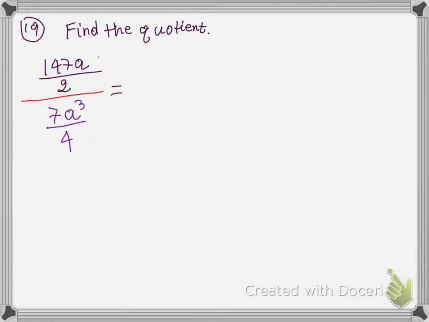Here's another fraction we want to simplify. The red line separates the numerator, which is a fraction, and the denominator, which is another fraction. So we're going to convert this into a multiplication: the numerator, which is 147 over 2, times the denominator flipped, so we have 4 over 7a to the third.